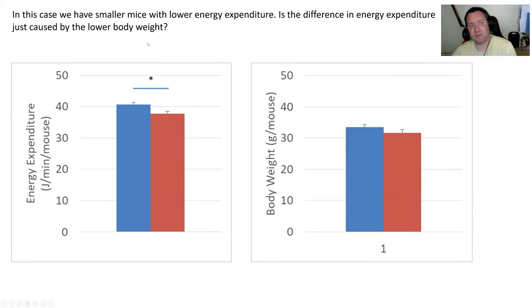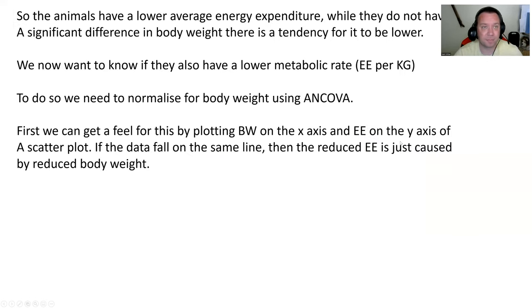So in this case, we have smaller mice with lower energy expenditure. The raw energy expenditure is significantly lower in the red mice than the blue mice. However, the body weight, whilst it's not significantly different, does tend to be somewhat lower. And so the question we have, given that we know that they're not essentially cutting through the origin, is whether this reduction in energy expenditure is actually dependent on the genotype, or is it all explained by the slightly lower body weight? That's the question we have.